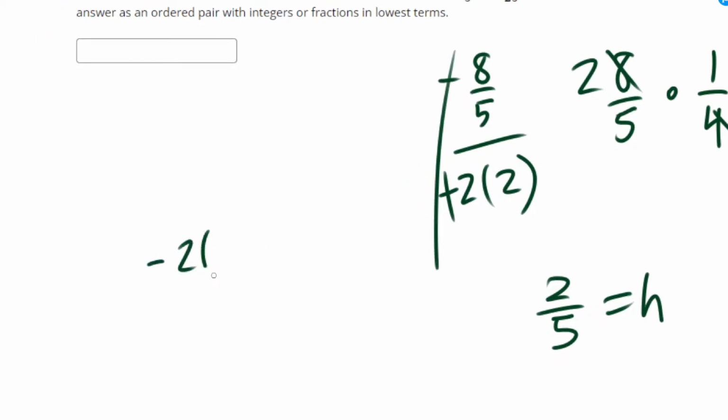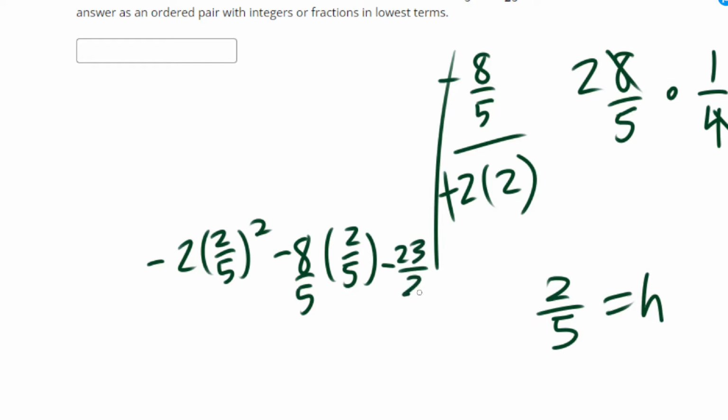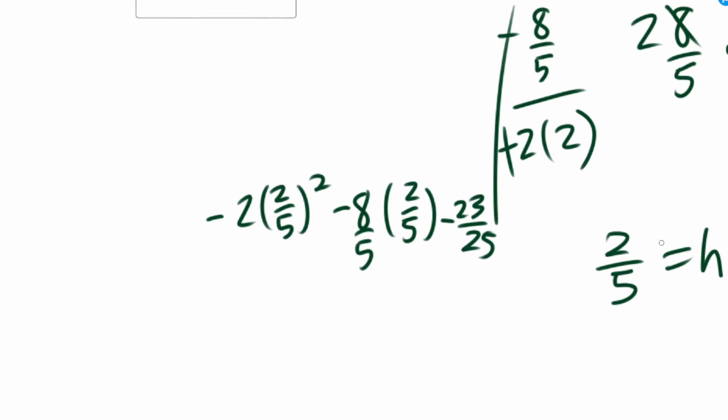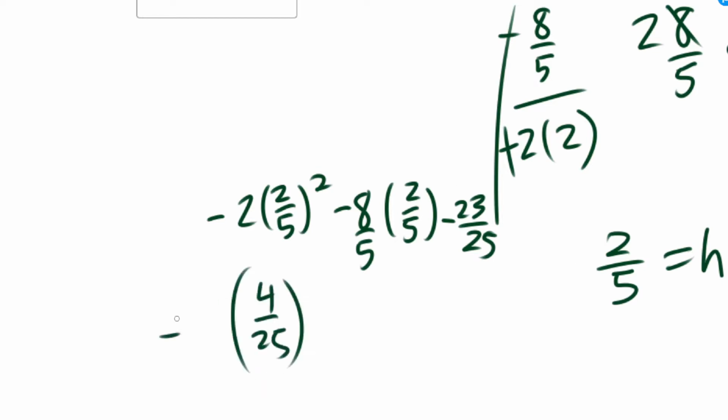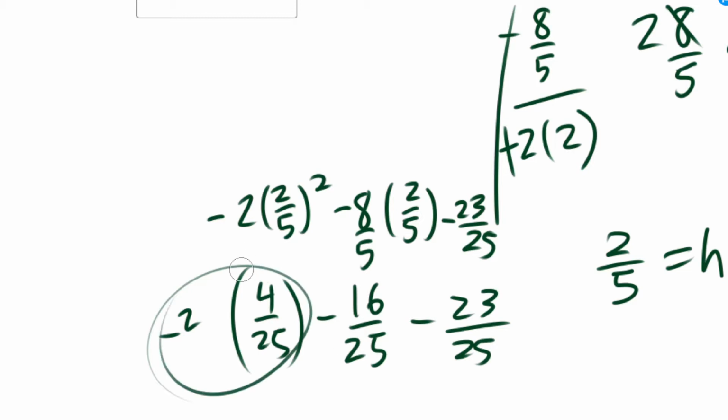So we have -2 times 2/5 squared minus 8/5 times 2/5 minus 23/25. So 2/5 times 2/5 is 4/25. We're still multiplying that by -2. And then -8/5 times 2/5 is going to be -16/25 minus 23/25. This is going to turn into -8/25.